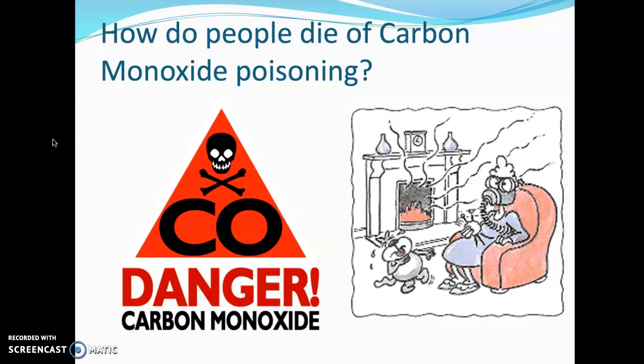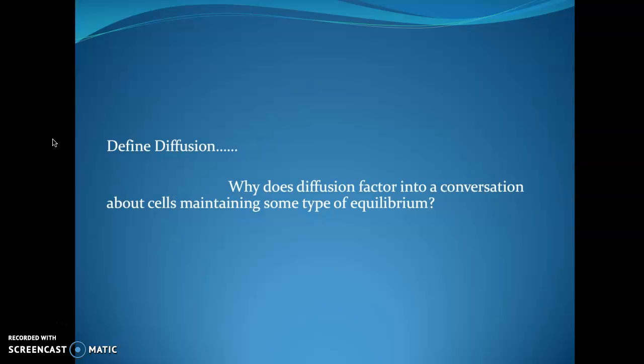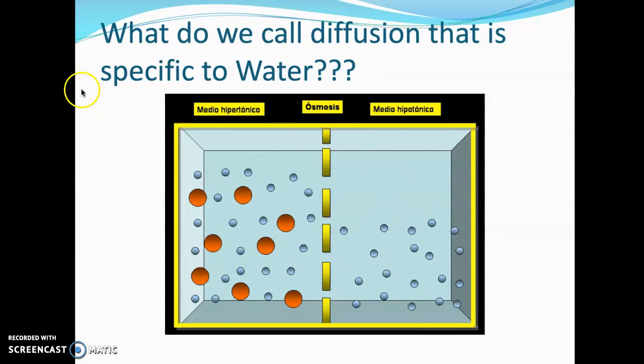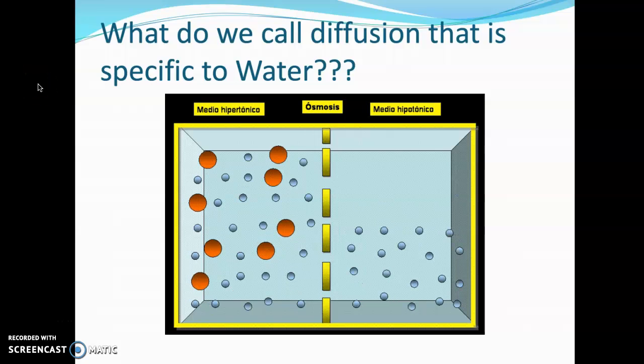Okay. People can die of carbon monoxide poisoning. Why? Or why did gas warfare work so well in World War I? Okay, the answer is diffusion. These are all examples of diffusion. Okay. What do we call diffusion that is specific to water?